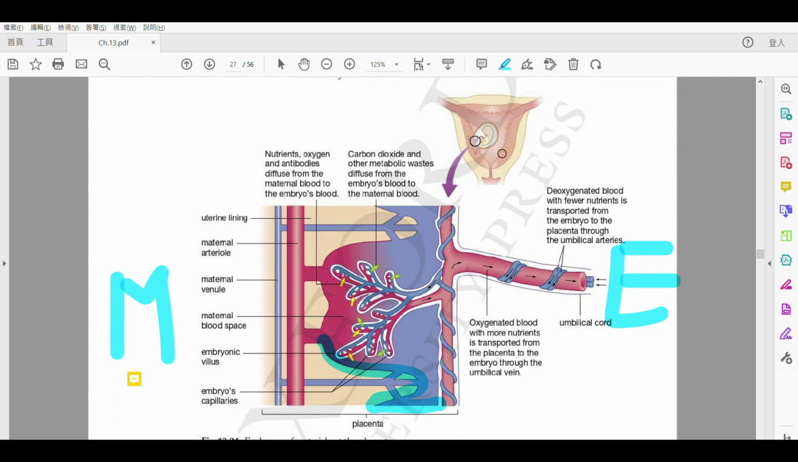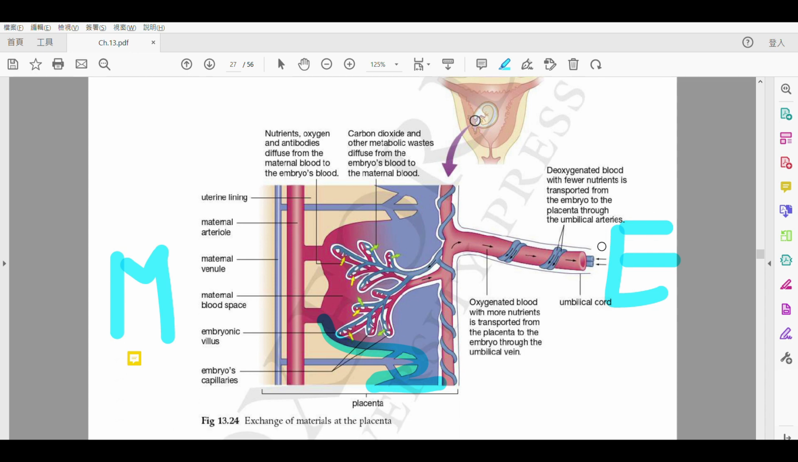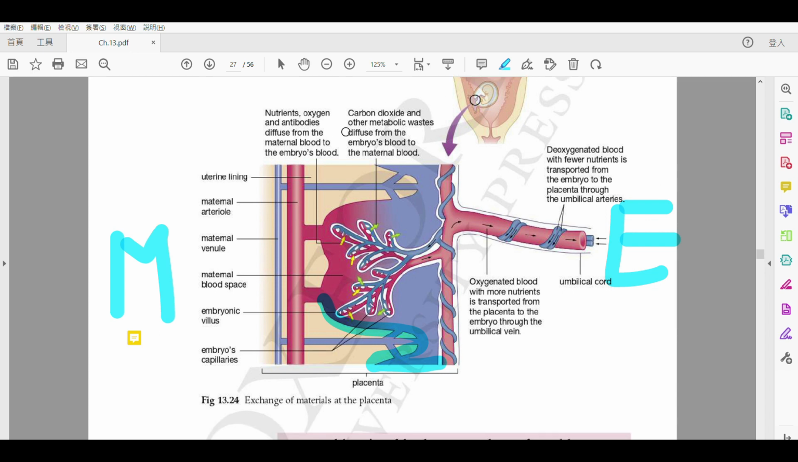Okay, so after that we're going to talk about the diagram. This diagram is a bit difficult to understand, but don't worry, I'll explain it again if you don't in class, or you can give me any questions if you have any. Okay? 好啦，跟住啦，where do we start?